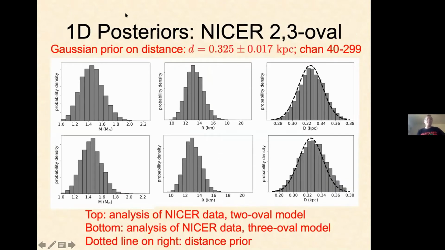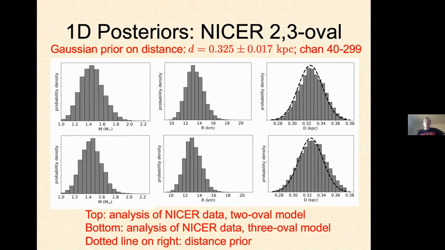We can also look at one-dimensional posteriors. As in the standard approach, we take the full posterior over all the model parameters, all the angles and temperatures, things we don't care about, and project it down to 1 dimension. We have mass, we have radius, and we have distance. Again, the top is the 2 oval model, the bottom is the 3 oval model. Now, a little bit of background here. The NICER data we get comes in energy channels, and the energy channels are 25 and above.